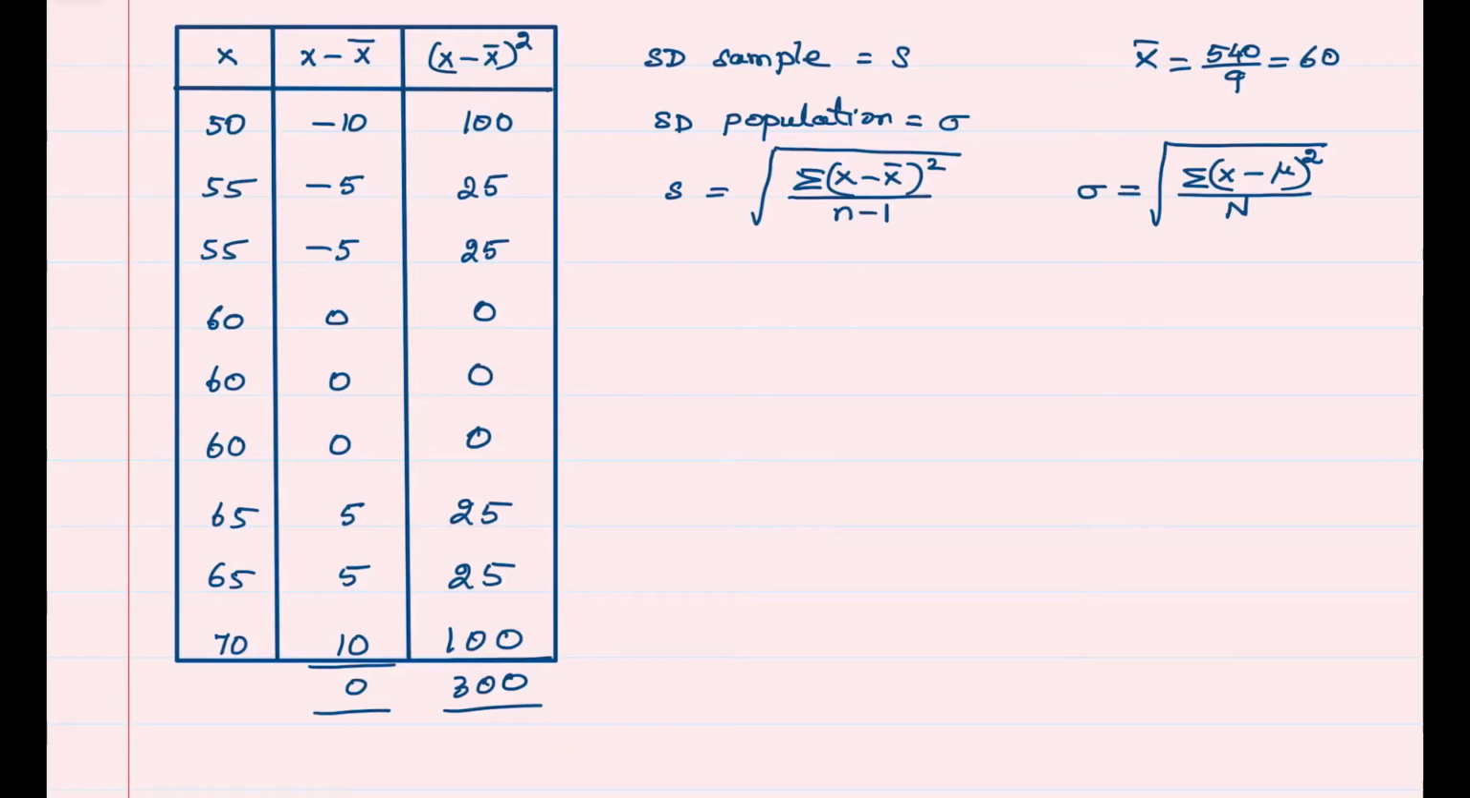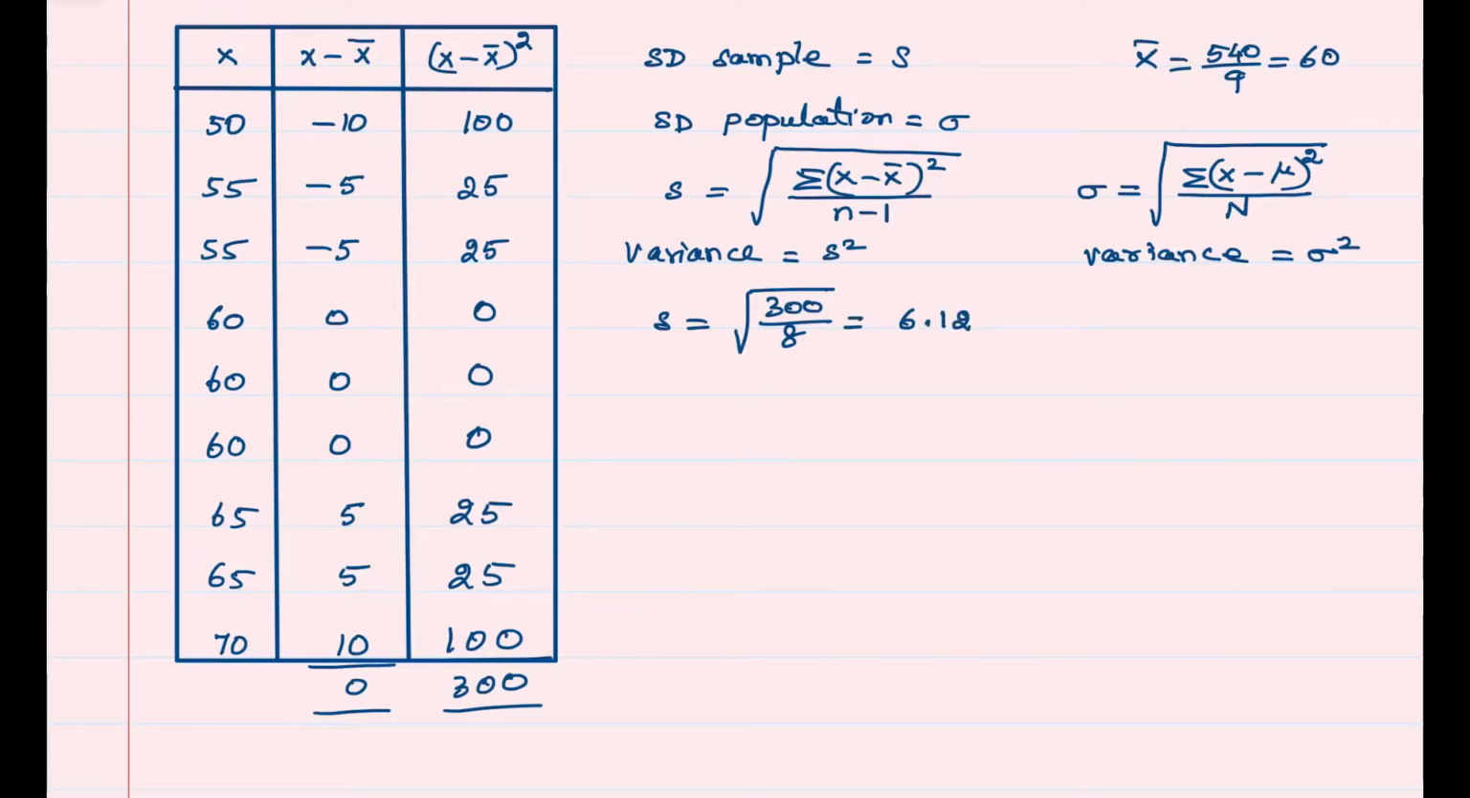Variance is another measure of dispersion, that is nothing but the square of the standard deviation. Variance of the sample is denoted by S squared and variance of the population is denoted by sigma squared. So S for this particular data is the root of 300 divided by 9 minus 1, which is 8, and that is 6.12.